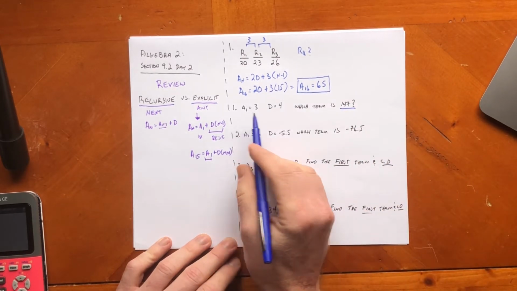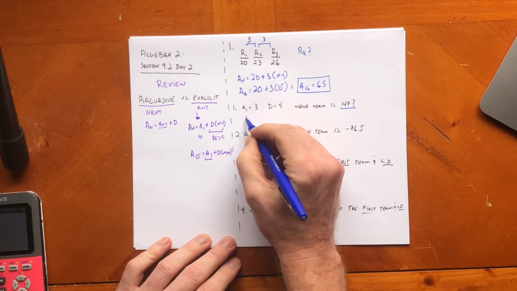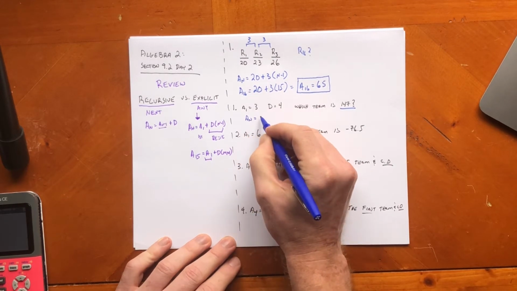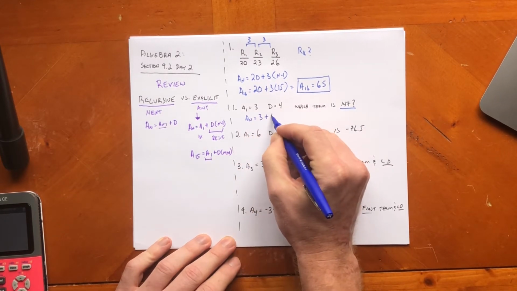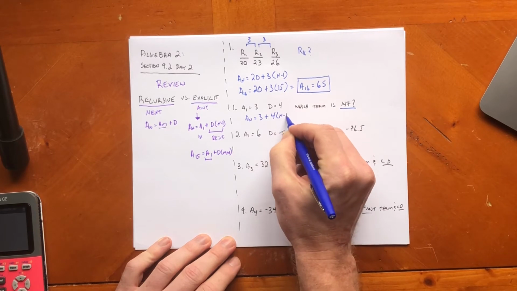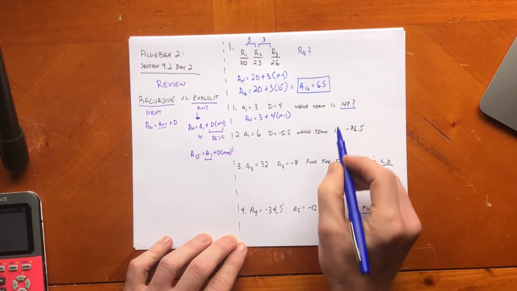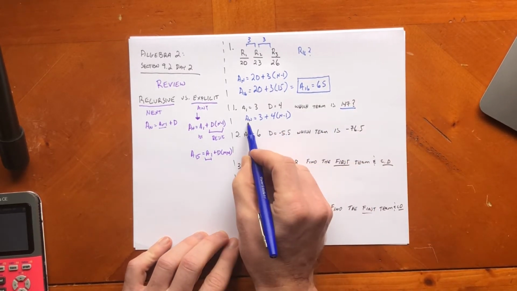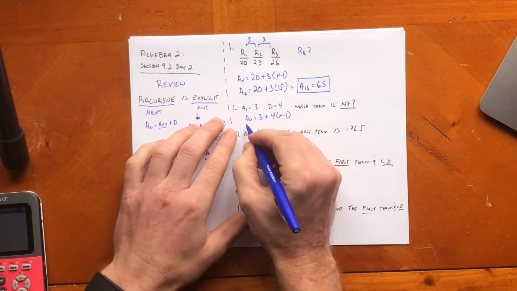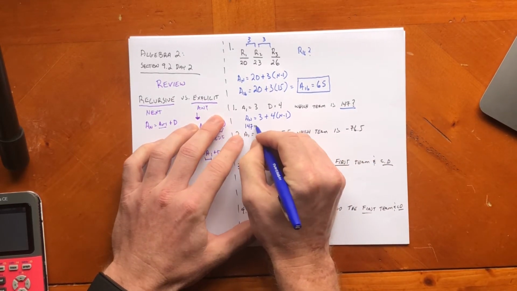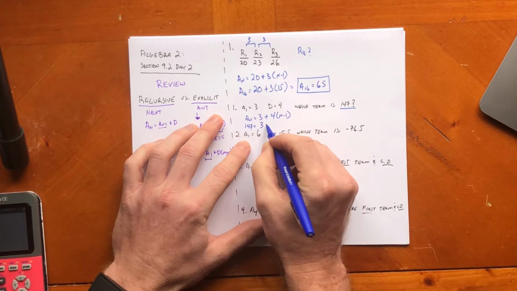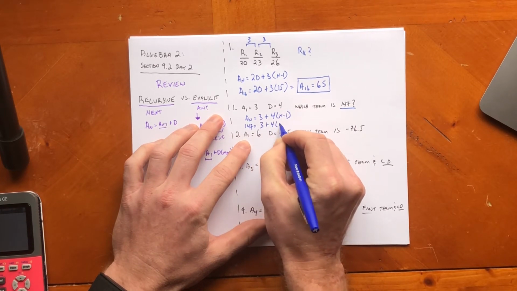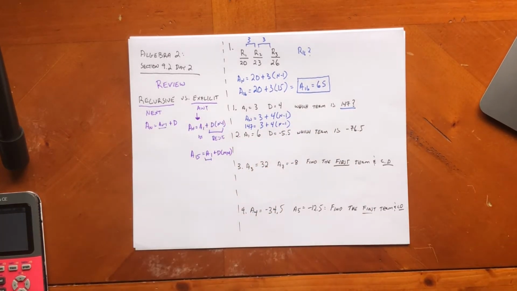So the way I would do this is I would write the explicit formula. So we got a sub n equals the first term plus the rest of the terms. And then I say, well, they gave me 147, so that'll actually go right here. So I got 147 equals 3 plus 4 times n minus 1. And then you just use your algebra to solve that.